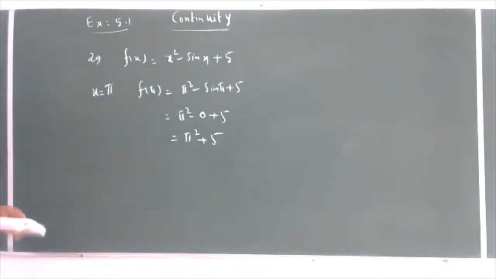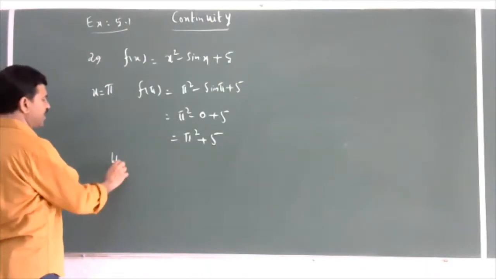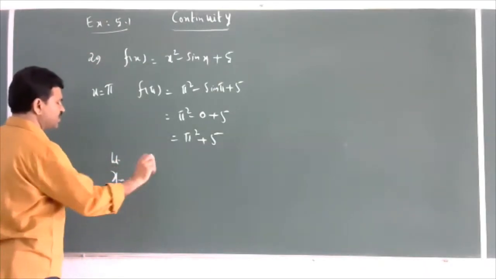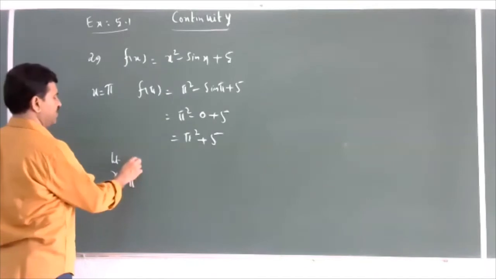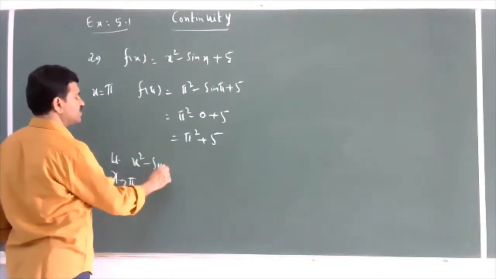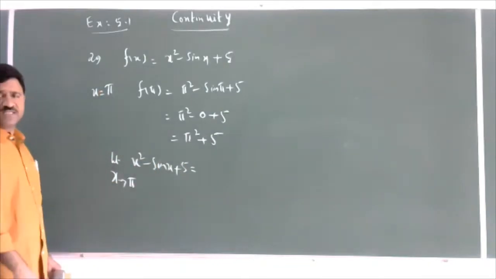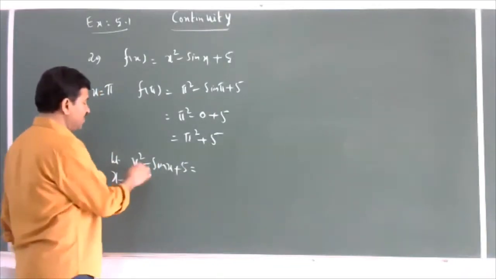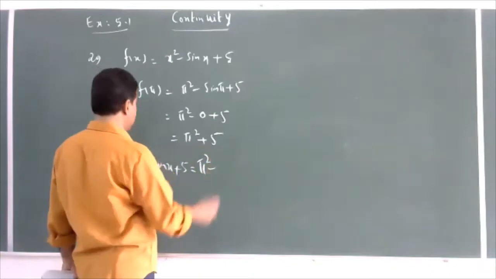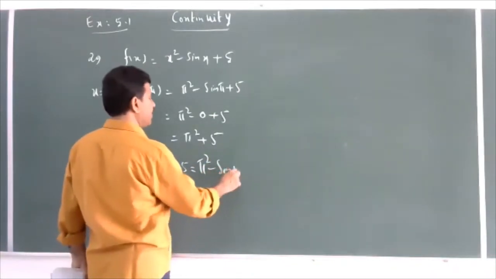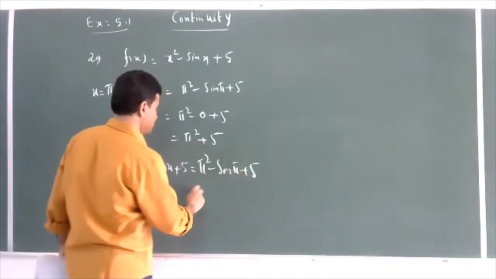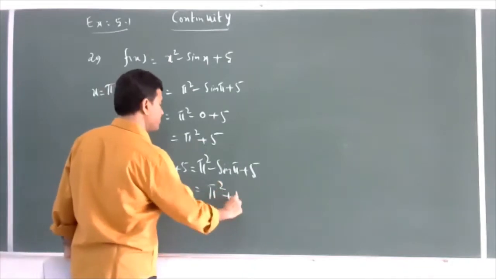Function value. Now find the limit value. Limit as x tends to pi of f of x, x square minus sine x plus 5. It is a substitution limit. Method 1: put x value pi. So this is pi square minus sine pi plus 5. So this is pi square plus 5.